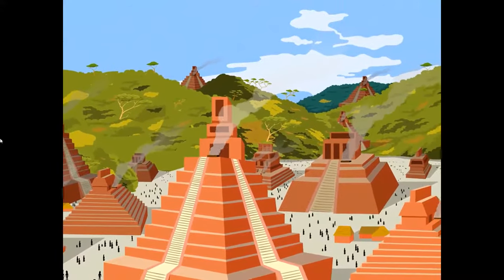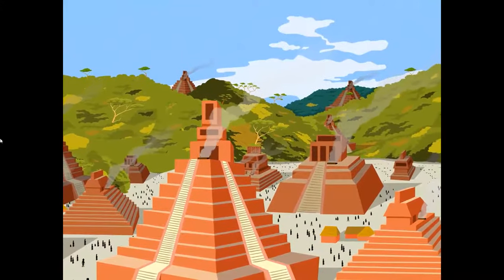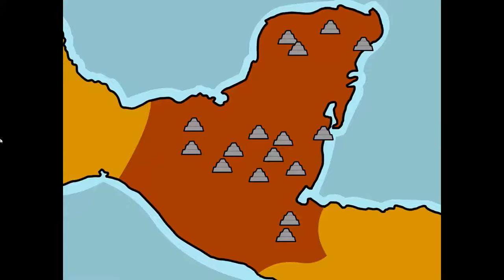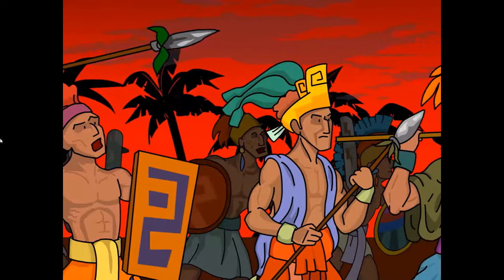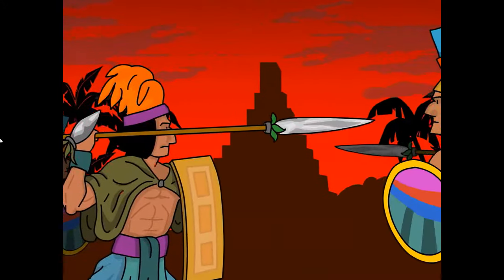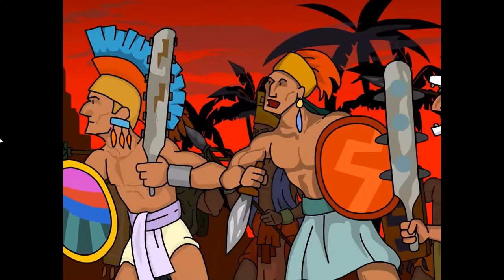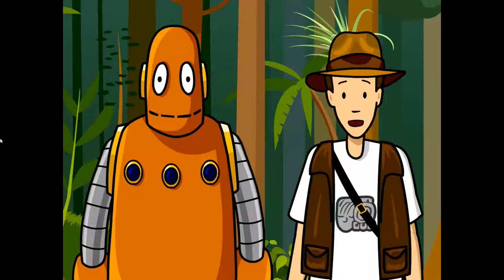Each city-state controlled surrounding farmlands and smaller towns. And they were always looking to expand their influence through military conquest. Neighboring cities were constantly at war with each other. They didn't even necessarily speak the same language. But we consider them one civilization because they shared a common culture.